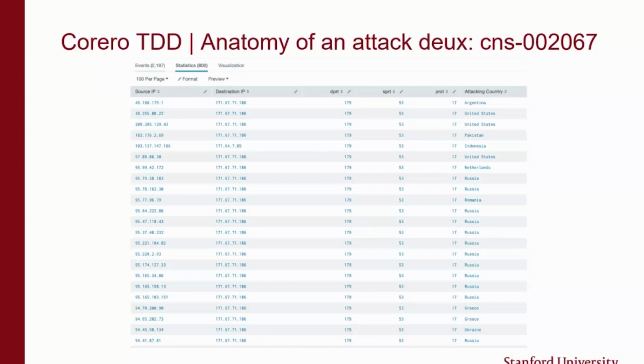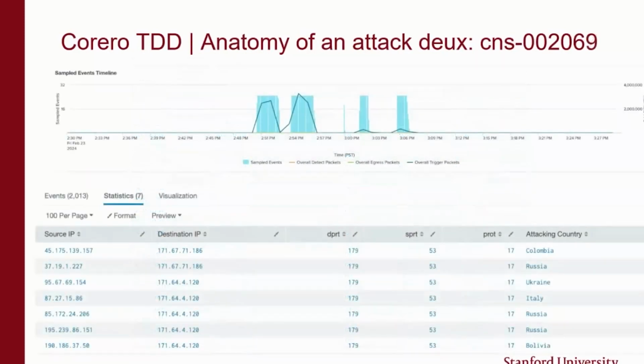This is 206. Did I advance? This is 2069, and this is UDP fragments. So you'll see here, it's the same kind of destination source port, but these were fragmented packets being sent. It matched on a different signature.